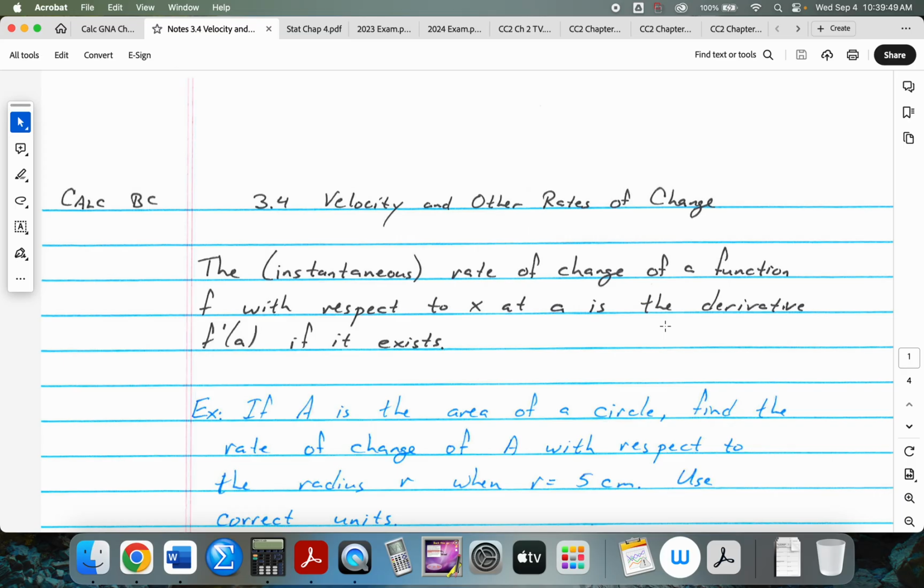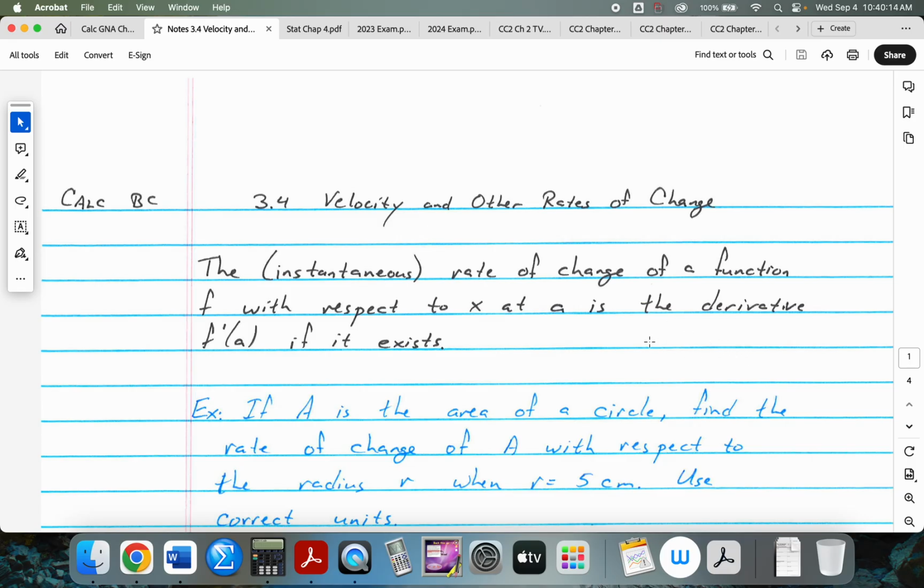So in general, we just talked about the rate of change in the orange production. In general, the instantaneous rate of change, and sometimes they leave off the word instantaneous, of a function f with respect to x at A is the derivative f prime of A if it exists.